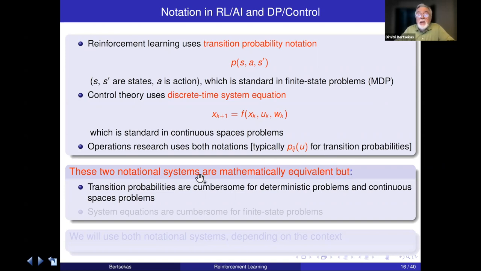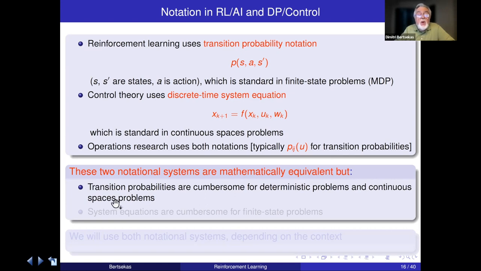But some types of notation are more convenient for certain types of problems, and some are not. In particular, transition probabilities are very cumbersome for deterministic problems. We're going to be dealing with deterministic problems quite a bit in this course. In deterministic problems, there is no uncertainty. If you are at a certain state and you apply a certain action, the next state is going to be certain. So to start with, to define your dynamic system or your environment by using probabilities is just very bad. It makes no sense because it's very confusing, and you can hardly do any mathematical analysis with this kind of notation for deterministic problems.